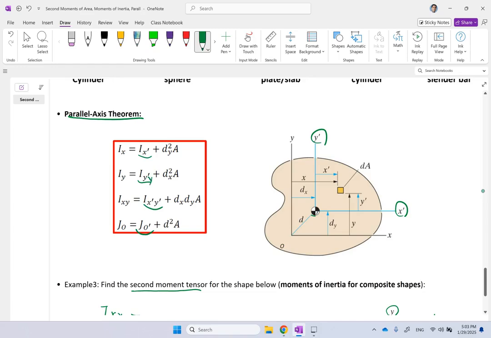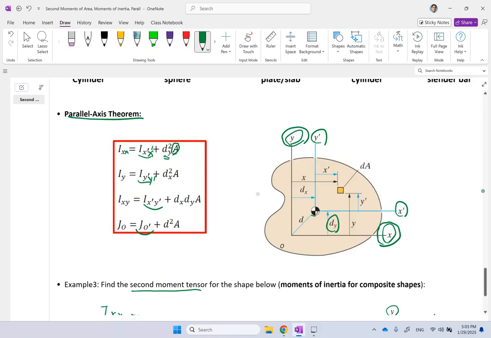And by the way, here you can call it Y prime if you want. If I know those, they are given for me in a table. If I want to find it for axes xy that are not passing through the centroid but parallel to those guys, all I need to add to the stuff from the table, for between x prime to x, is the area of the shape times the distance between x prime and x. What is the distance between x prime and x? It's called dy. So I square dy multiplied by A.